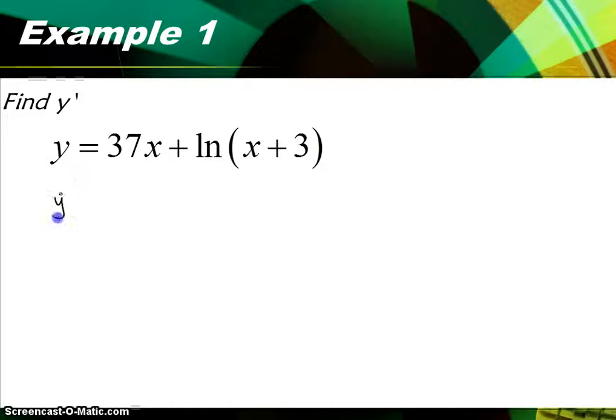If we're looking for y prime, we're taking the derivative of both sides. The derivative of 37x is just 37 like before. The derivative of the natural log is 1 over everything in the parentheses. That's my answer. Resist the temptation to put plus c at the end of this. That's an integral thing. We're going old school and we're actually going back to derivatives.